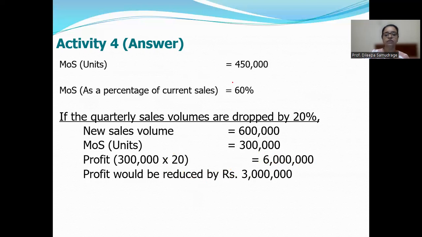So these two things also you answered. So if sales volume drops, right? So you have to find out the new sales volume first, right? Then you can find out contribution. So from the contribution, you can deduct the fixed cost. Then you can find the new profit. So you have to compare the new profit with the earlier profit, right? Clear?